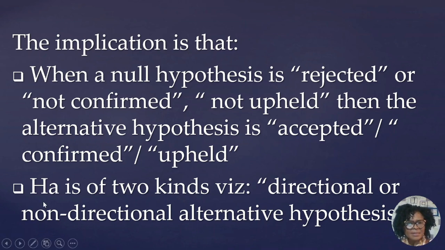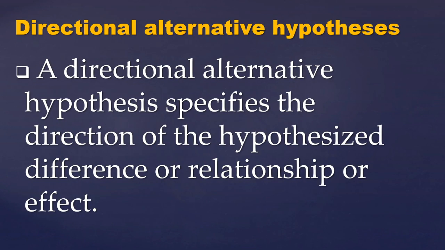So alternative hypothesis, simply symbolized with HA, is of two kinds. This is now further subdivided. We have directional or non-directional alternative hypothesis. So you have seen that here, we have already agreed there is a significant difference. But what we want to find out is, is it directional or non-directional? Let us look at directional alternative hypothesis. A directional alternative hypothesis specifies the direction of the hypothesized difference, relationship or effect. In an alternative hypothesis, I said there is. Now we know there is. What direction? Is it high or low? That's what we want to find out here.